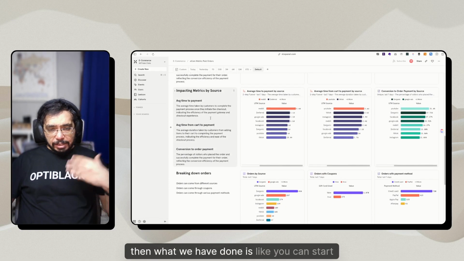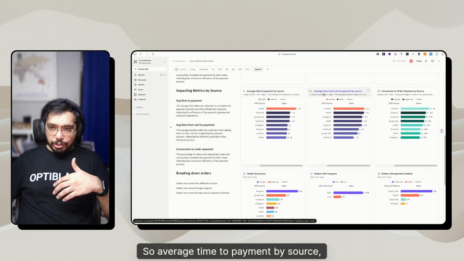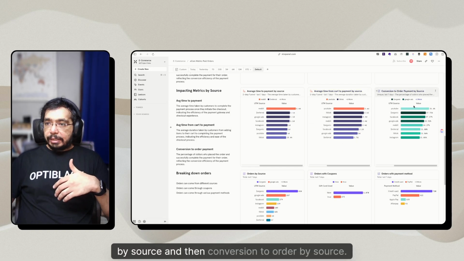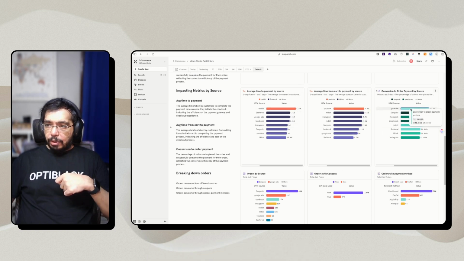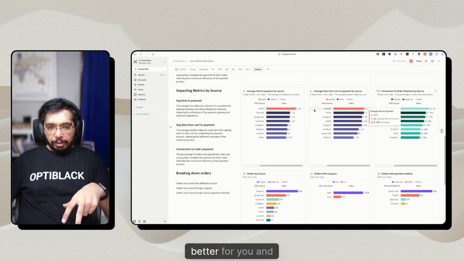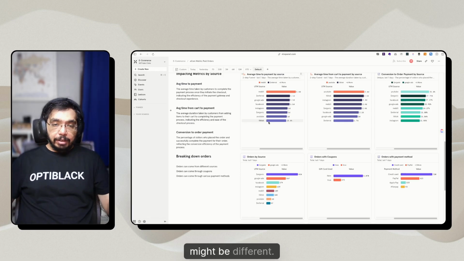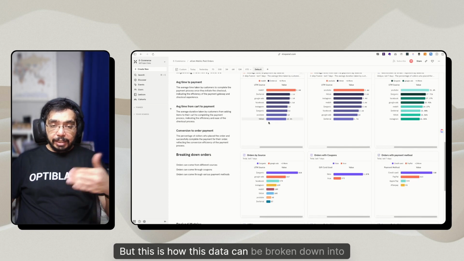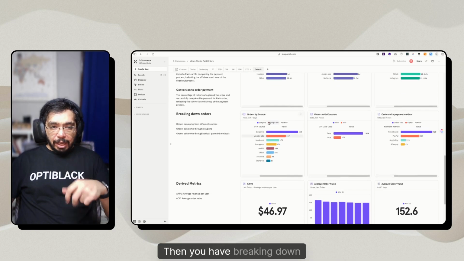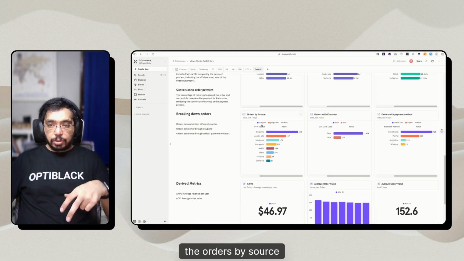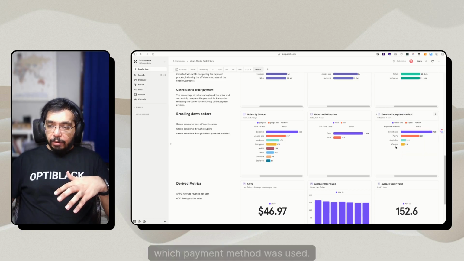Then what we have done is you can start dissecting them by source. So average time to payment by source, and then conversion to order by source. What it would tell you is that Reddit and YouTube are the channels which are performing much better for you and how they are performing overall. Your data might be different, but this is how this data can be broken down to understand which sources it's coming from. Then you have breaking down the orders by source, or whether a coupon card was used, or which payment method was used.